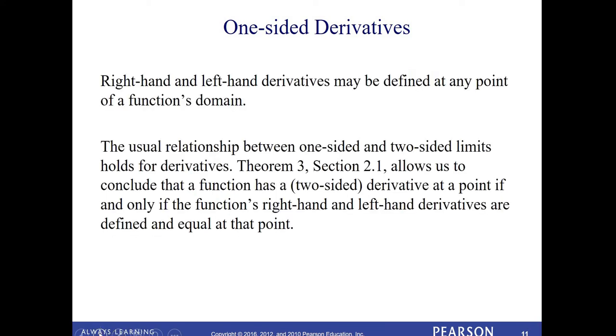We say we have one-sided derivatives. Right and left-hand derivatives may be defined at any point of a function's domain. The usual relationship between one-sided and two-sided limits holds for derivatives. So again, as we said, limits and derivatives have the same rule about one-sided and two-sided. So we can conclude that a function has a two-sided derivative at a point if and only if the function's right-hand and left-hand derivatives are defined and equal.